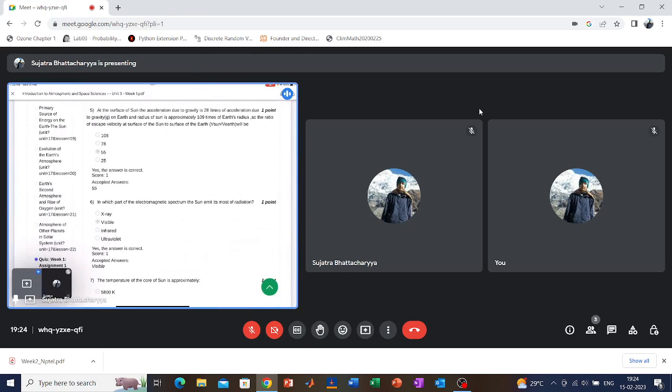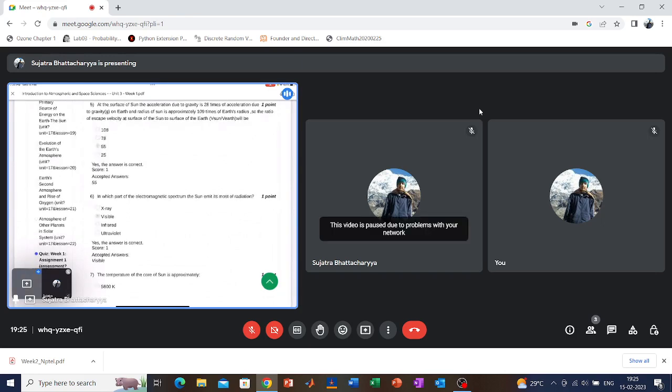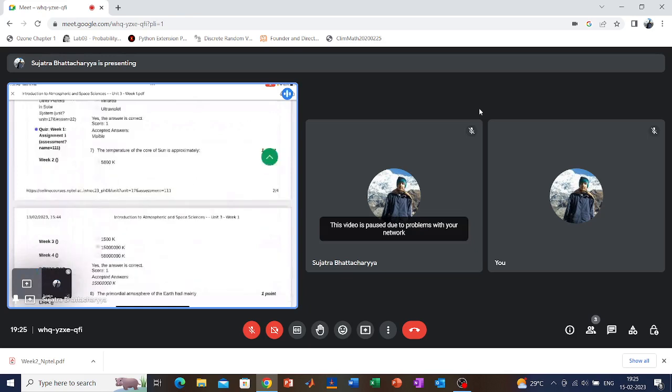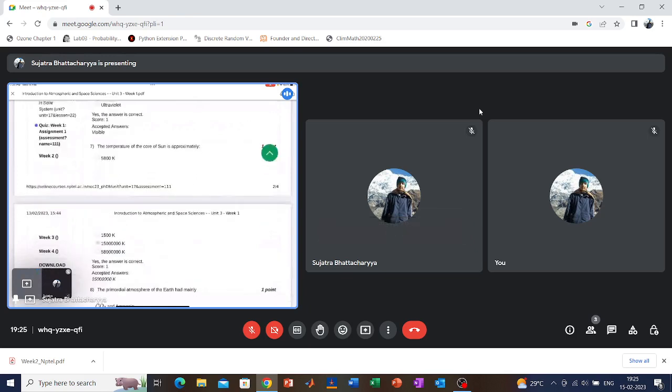Now, in which part of the electromagnetic spectrum does the sun emit most of its radiation? Of course, visible. 99% of the radiation of the sun is emitted in the visible range, and based on this particular concept only we have found out the temperature of the photosphere of the sun. The temperature of the core of the sun is approximately 15 million Kelvin, which is again a fact-based question.